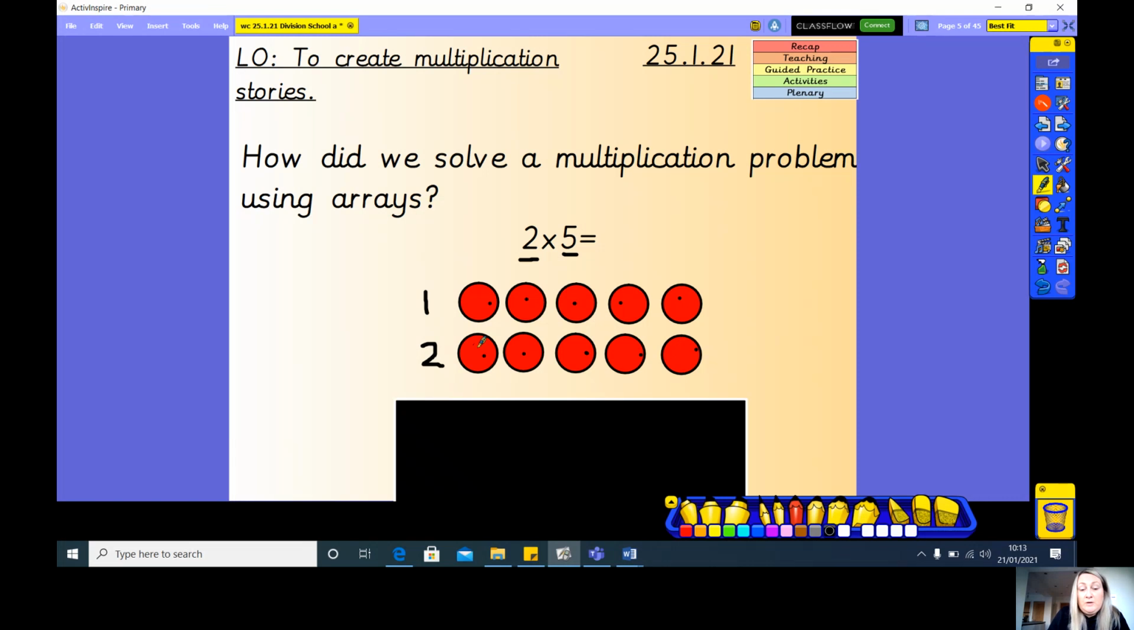And then what we could do is we could count them together, or because we're very clever in year 2, we could count in 2s, or we could count in 5s. Shall we have a go at counting in 5s today? 5, 10. So the answer is 10. Excellent. Well done.